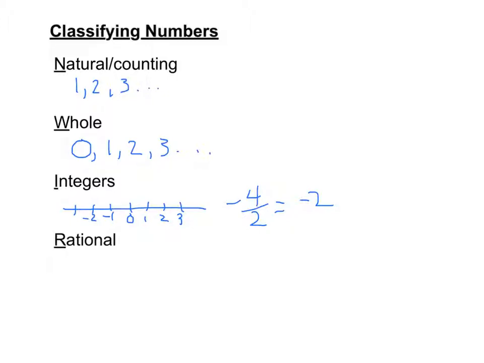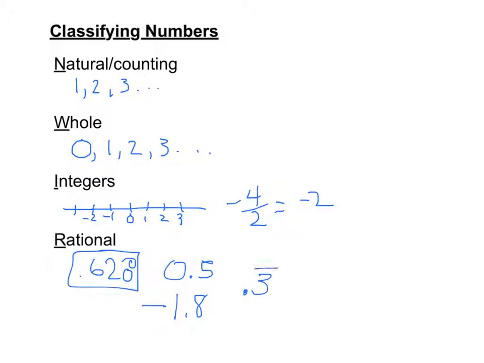Okay, rational. Rational means anything I can write as a decimal, like 0.628. Notice how that ends there. It stops right there. Another decimal I can do is simply 0.5. It can be negative 1.8. It can be anything that stops. So it can either stop or it can be one that repeats. Repeating ones are fine.